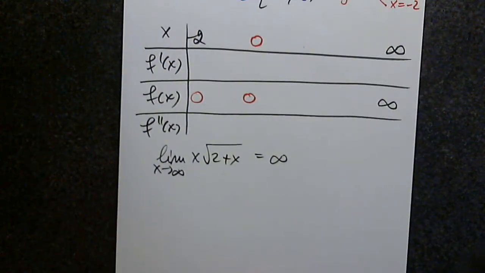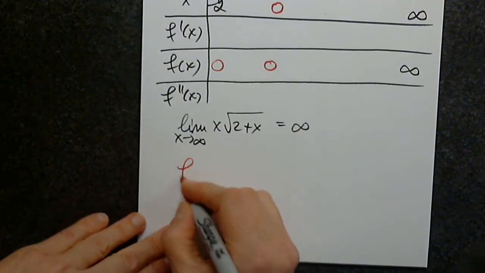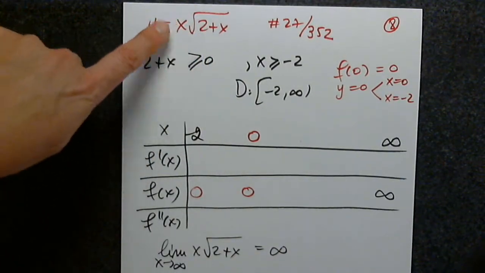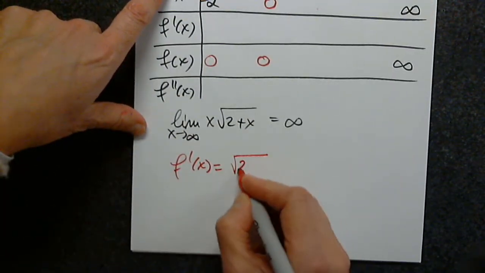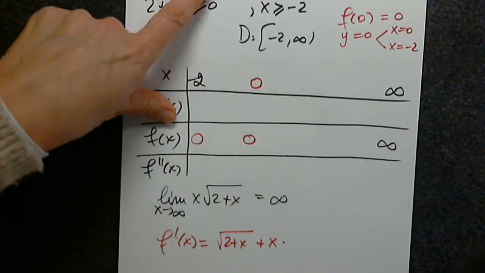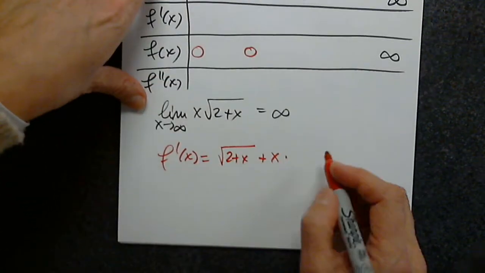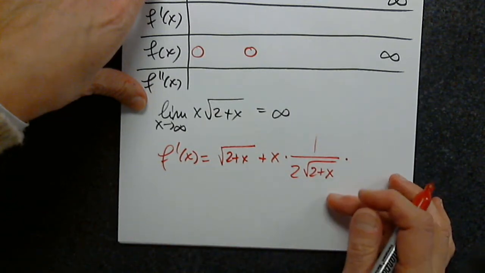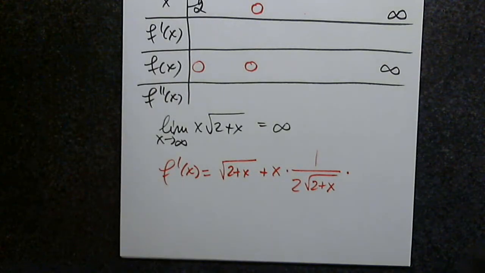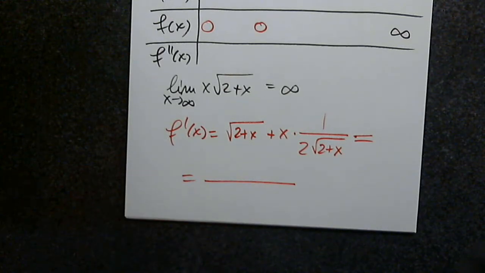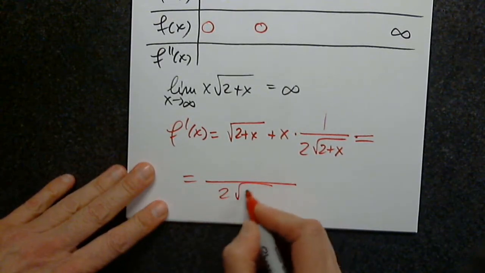What will be my next step? F prime indeed. So let's find f prime. This is a product. I have to use the product rule. The first function prime plus times the second one plus the first times this one prime, which is 1/2 the square root of 2 plus x, times the inner function prime, which will be? 1. Very good, awesome. I have to find the LCD, and there is only one: 2 times the square root of 2 plus x.